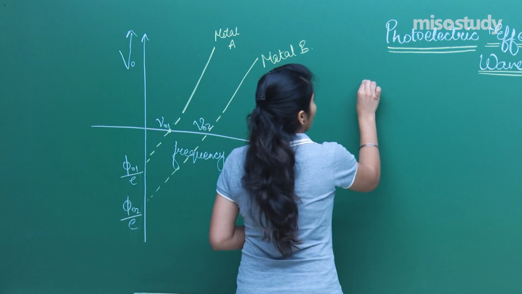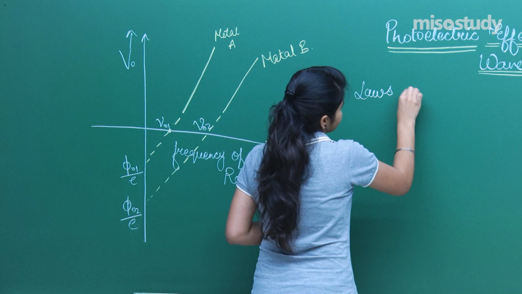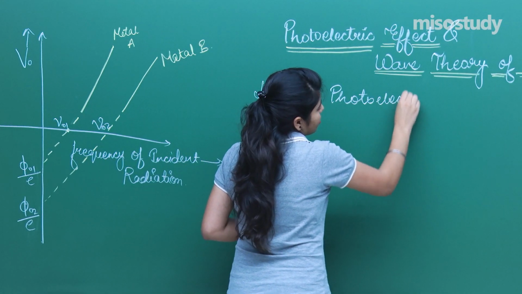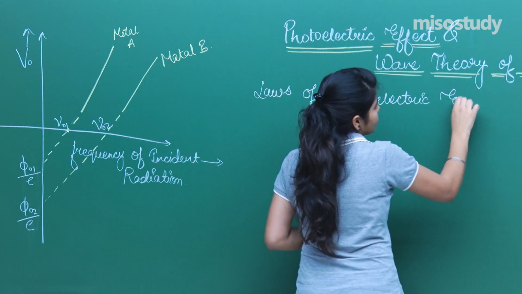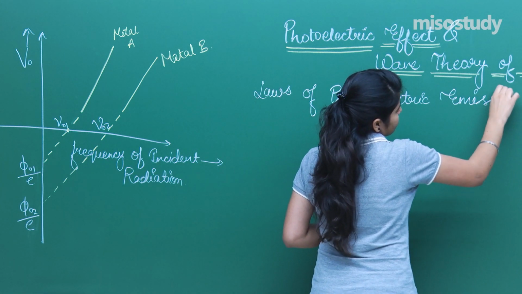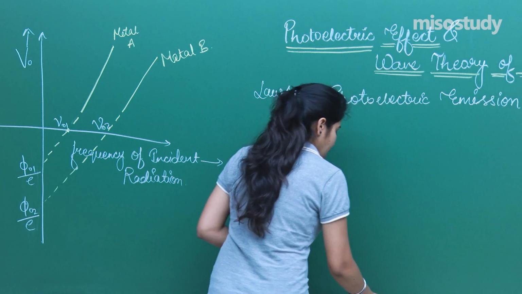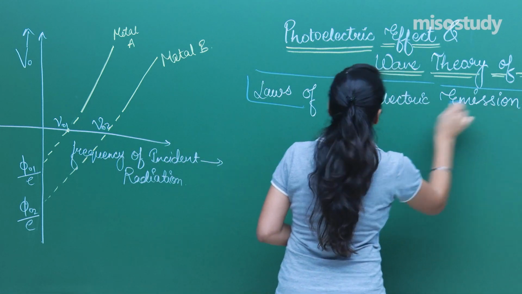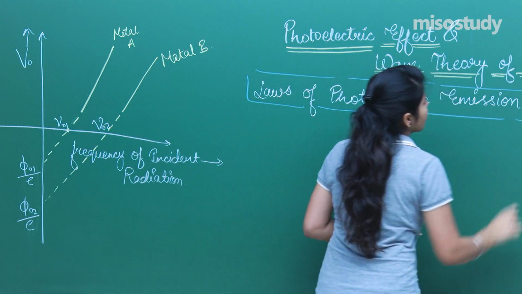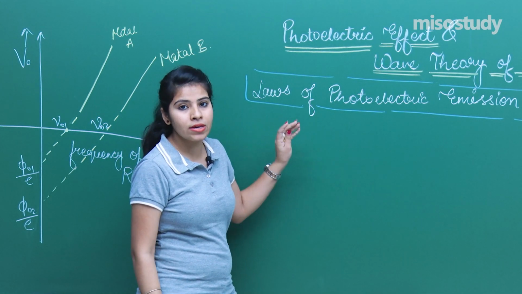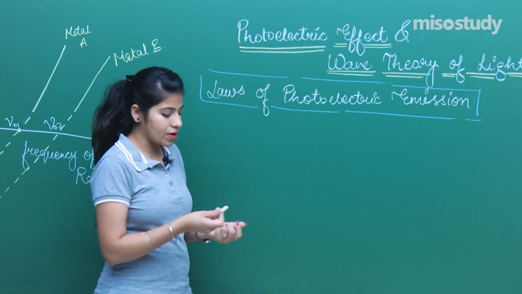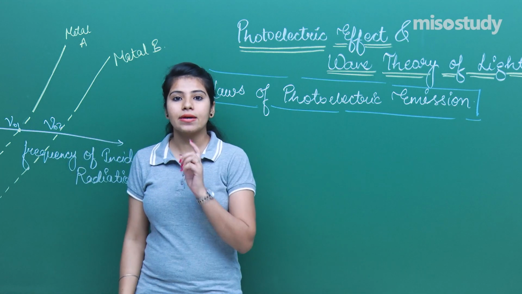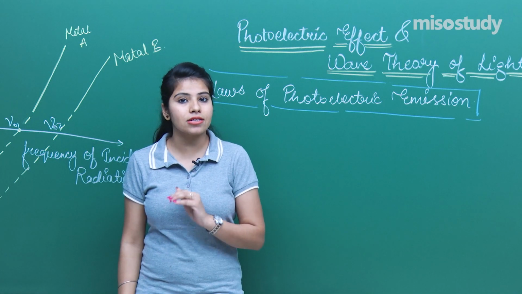So laws of photoelectric effect, emission. Now I want to tell you one thing, that we are going to discuss this wave theory of light just in a minute, but before that you should be knowing what are the laws of photoelectric effect. So the first law of photoelectric effect is that the photoelectric emission is an instantaneous process.